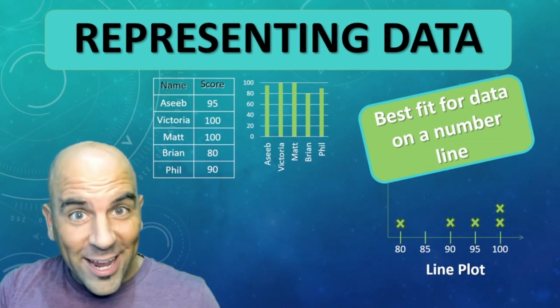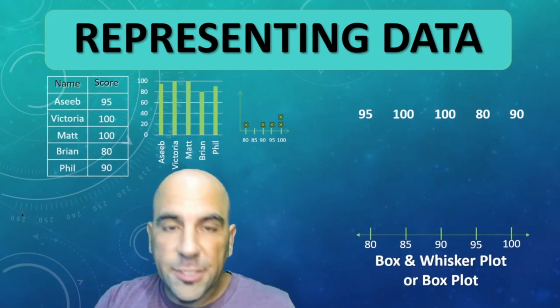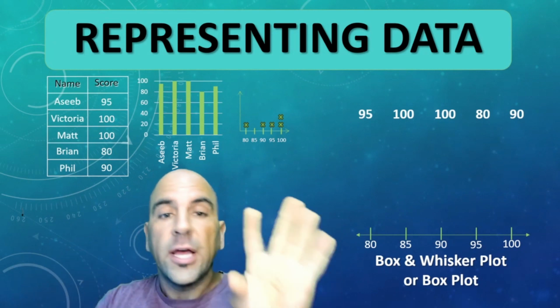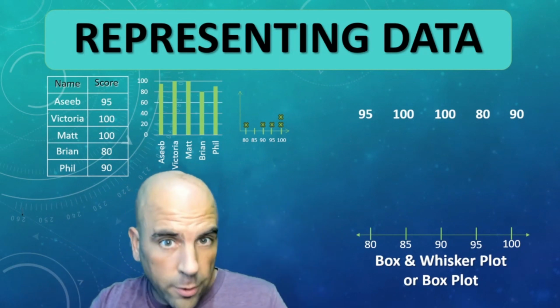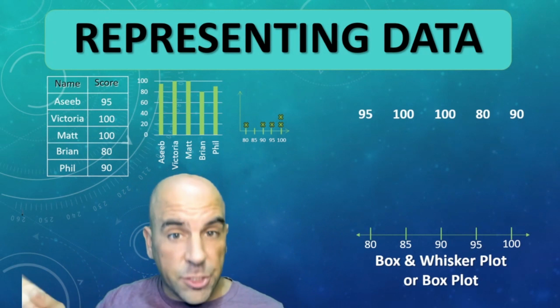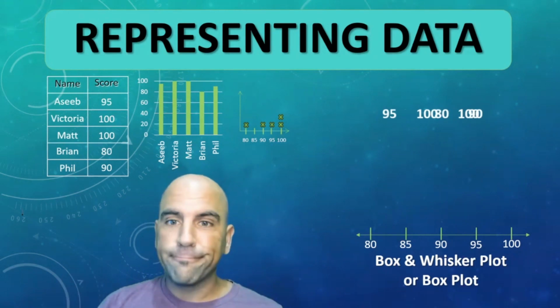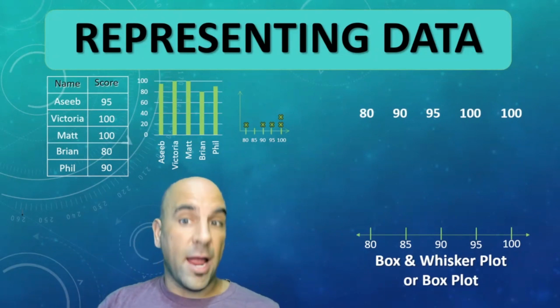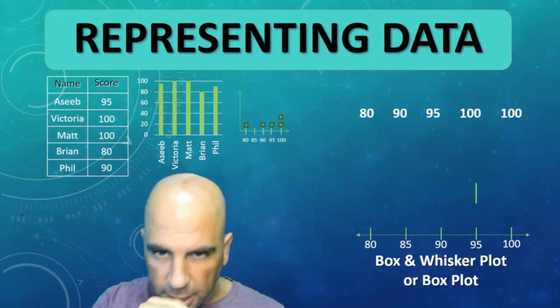Another way to represent data, a box plot or a box and whisker plot. This is a great way to show how the data spans out in quartiles or in quarters. So the first thing you want to do is put those numbers in order, just like that. Now we're going to find the median and we're going to put a line above it. All right, so that's 95.